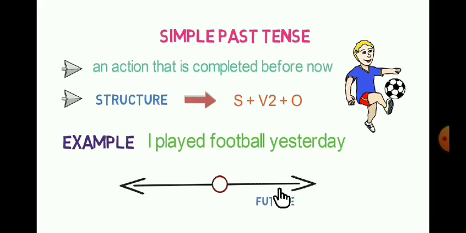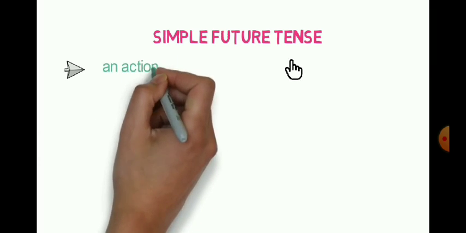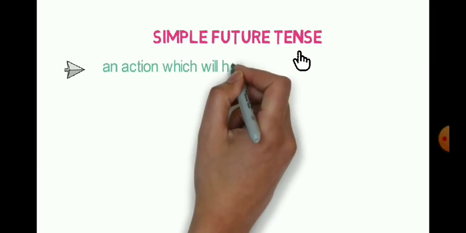Okay, so here the action timeline says that the action happened somewhere here where it is marked with a cross. The action happened in the past, that's why it is written I played football yesterday. Not in present, not in future, it is played in the past. Understood? Now comes simple future tense.